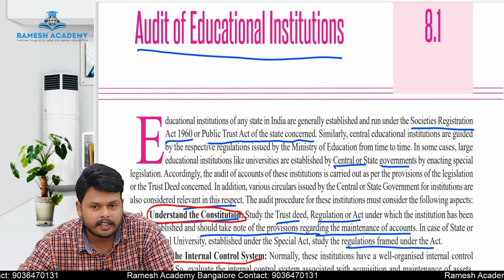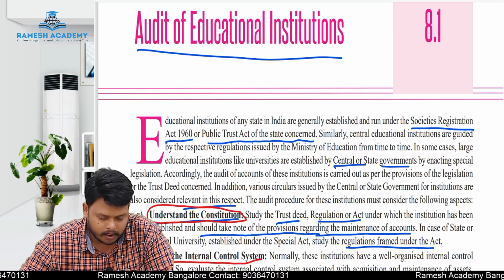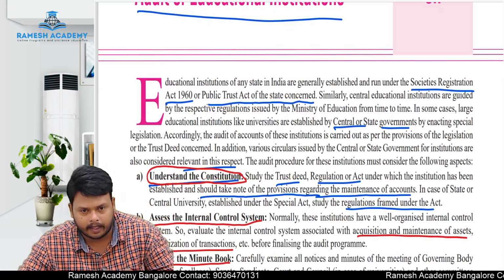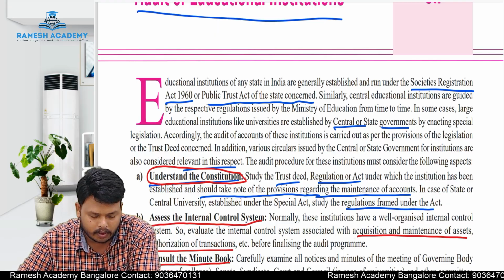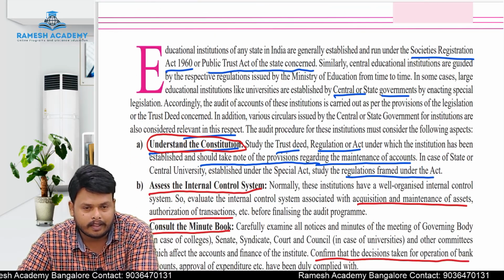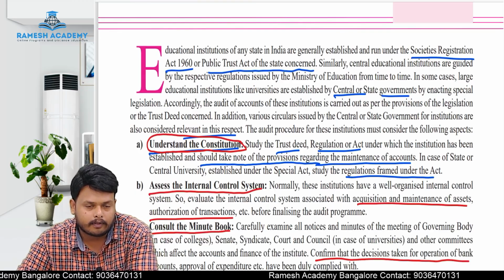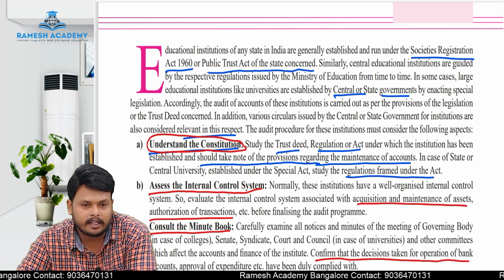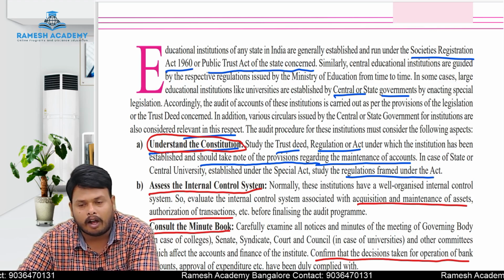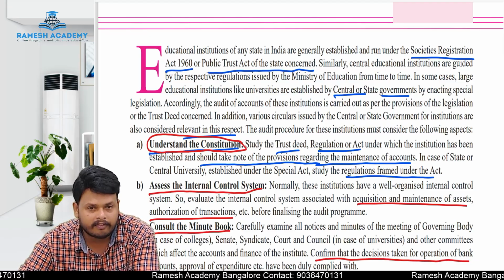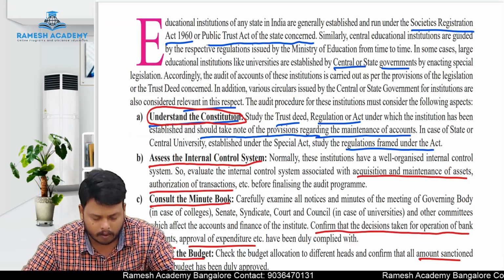Once again, let us revise the audit of educational institution. What are the things the auditor has to verify? First one is the auditor has to understand the constitution, whether it is registered in the name of trust, for what purpose they registered, under which act they registered. In the case of universities, whether it is approved by central or state government, and what are the rules and regulations which have been framed. So he has to understand the constitution.